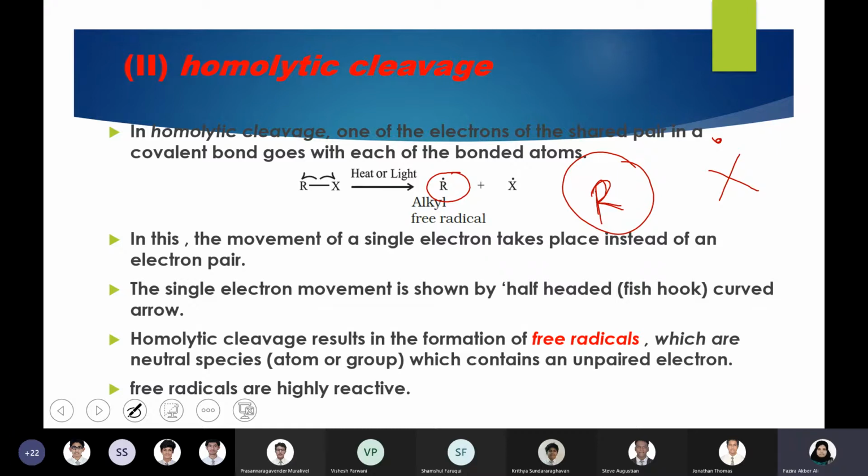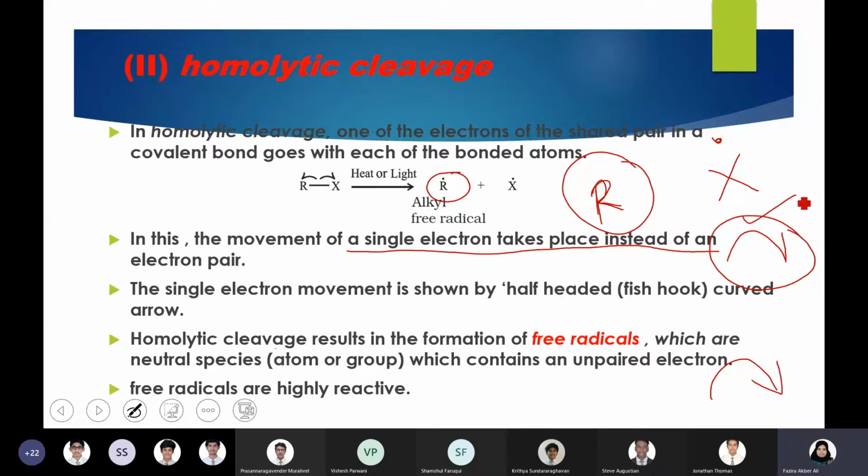Unlike heterolytic cleavage, where there is a transfer of a pair of electrons, here a single electron transfer takes place, and that is why we use this arrow. You can see the arrow is like a fish hook arrow, a curved arrow but with one head. Usually for two electrons we draw a normal curved arrow with both heads, but for single electron transfer we use fish hook arrows, just to indicate the shift of one electron back to the fragment.